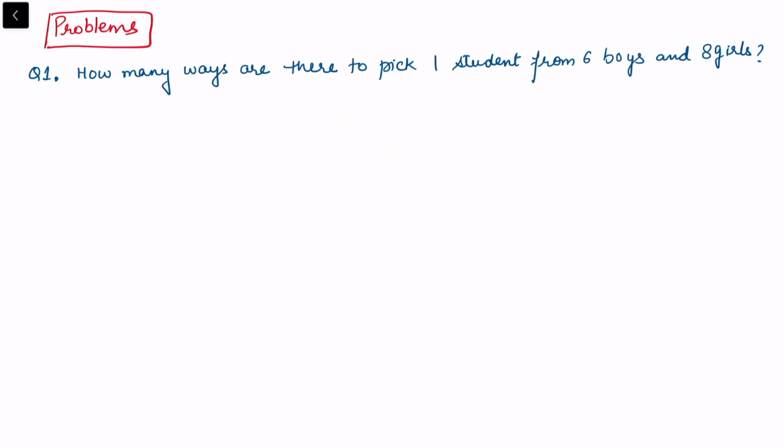In this first problem, how many ways are there to pick one student from 6 boys and 8 girls? As we just discussed, people are distinguishable. So here we'll apply the sum rule, and there are 6 boys and then 8 girls. So in total there are 14 ways. We consider them to be distinguishable.